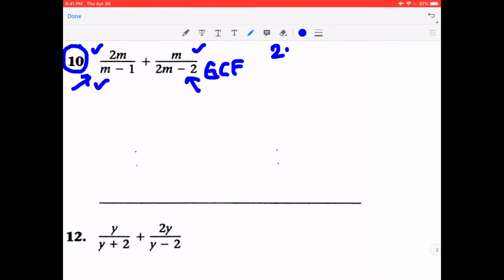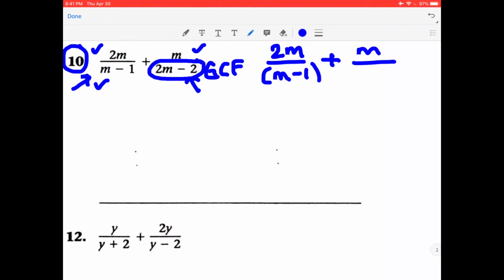So I'm going to leave my left fraction 2m over (m minus 1). Notice I put that m minus 1 in parentheses to remind me that they're glued together. For my second fraction, I leave the m in the numerator. In the denominator, when I GCF the 2m minus 2, my GCF is 2. In parentheses, I would be left with m minus 1. So hopefully, we are able to start to see our common denominator.